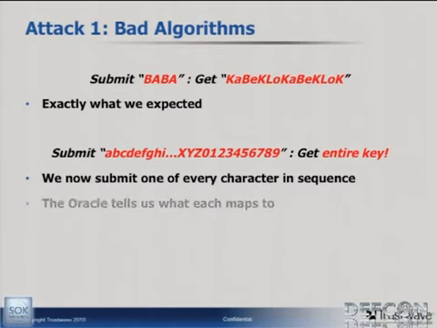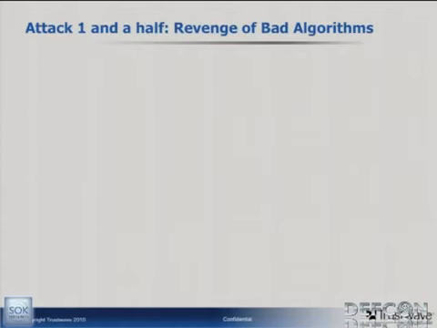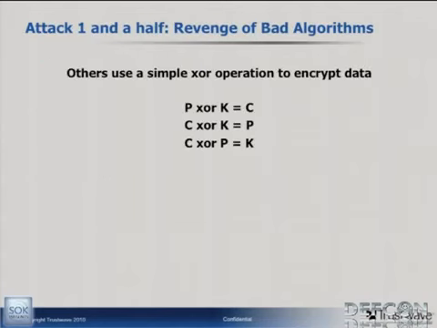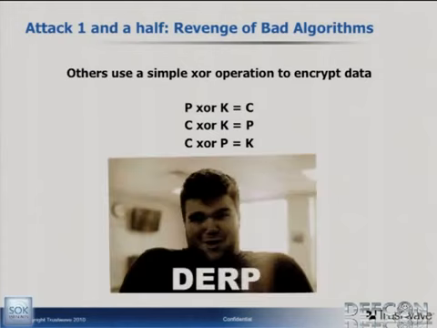So this is a trivially weak cipher, and the Oracle has helped us just totally destroy this cipher. So more bad algorithm stuff. Some people use XOR to encrypt data. And the funny thing about XOR is that it has this weird property. If we use an XOR operation between a plain text and its corresponding ciphertext, we get the key. So that's ugly, and you really don't want to be using XOR.